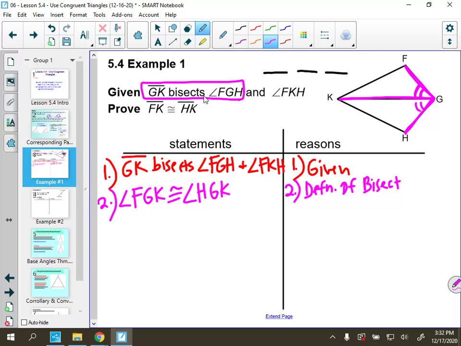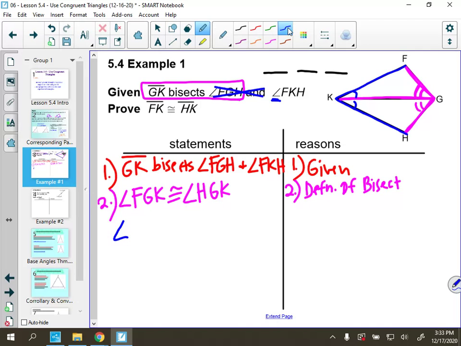That's just half of it, right? If we keep reading, it says that GK also bisects angle FKH. So I've got to look at the picture and see where angle FKH is. We've got that exact same situation going on the other side. That big blue angle is getting cut in half, so I'm going to end up with two smaller but equal, congruent angles. So I'm going to go on the same line on step 2, because it's the same reason, the same piece of given.